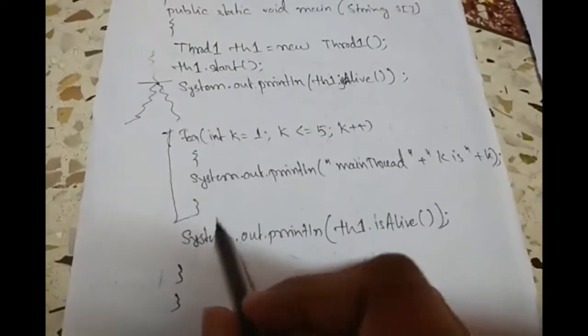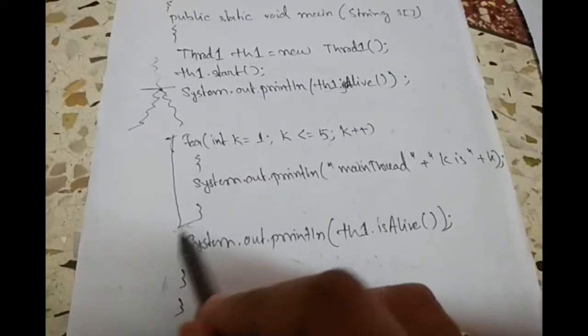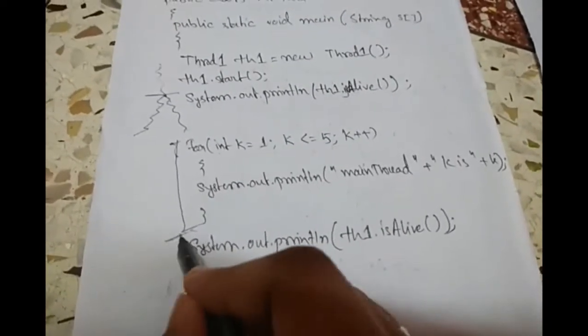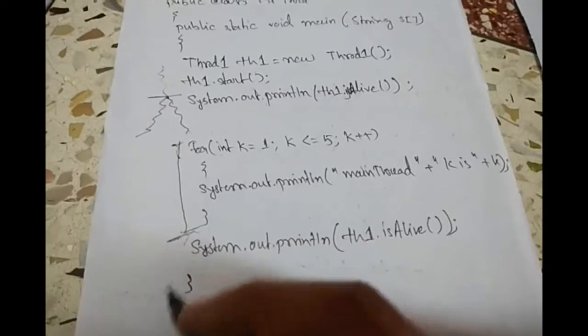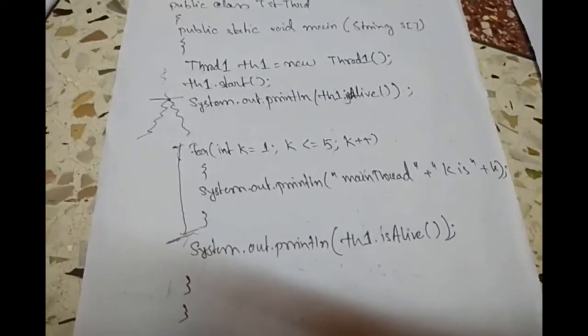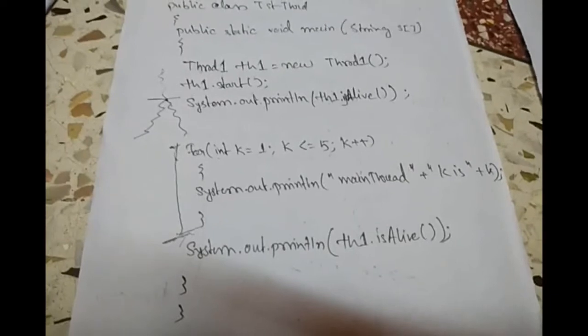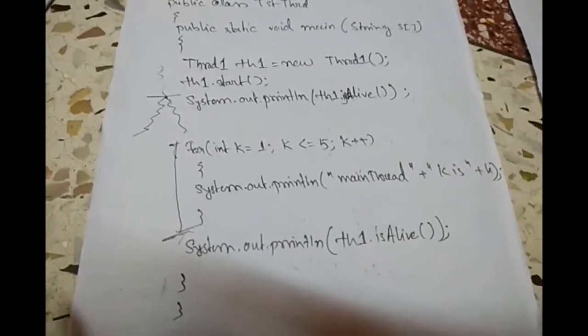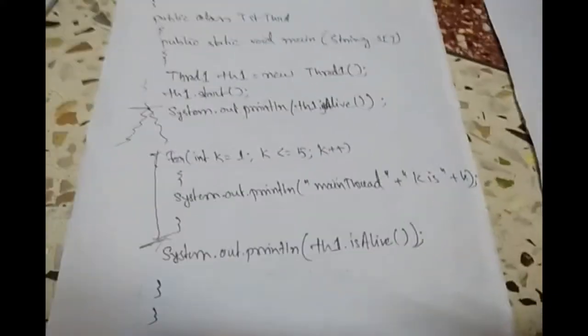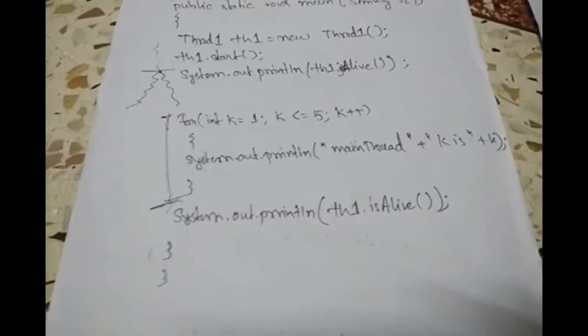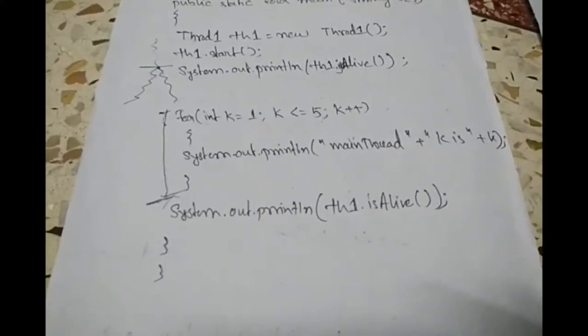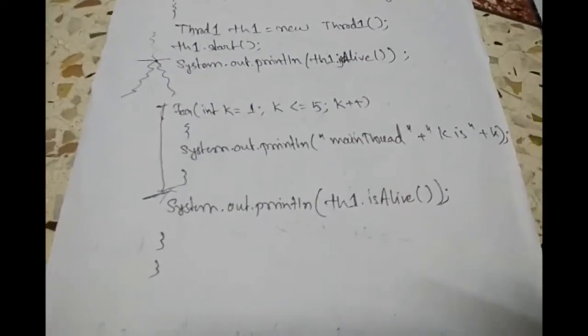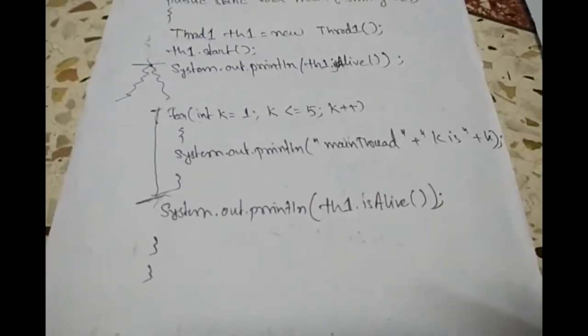You can think that at that particular point of time, obviously thread 1 ends its execution as well as the main thread also terminates, and th1.isAlive will give you the value false. So have a look at the output.